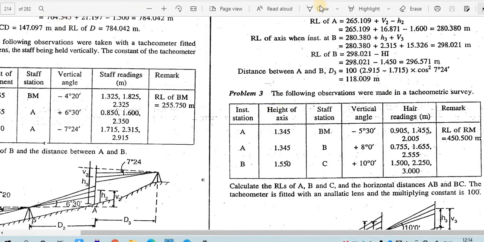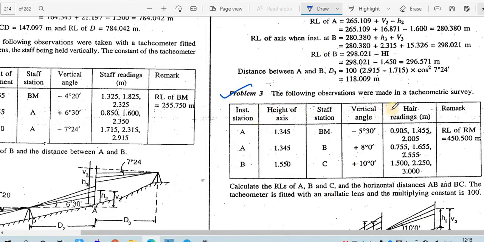The numerical which we are going to do today is problem number 3. As I told you in the previous class, some observation tables are given in the question, and based on that you need to prepare a diagram to calculate the horizontal and vertical distance. In a similar manner as we have done previously, we will create a diagram based on this observation table. Try to understand what this table is saying.